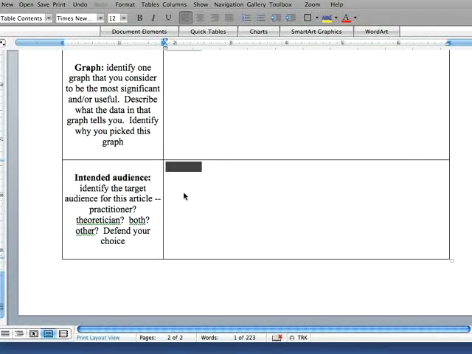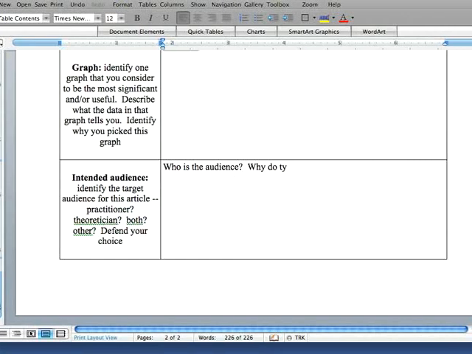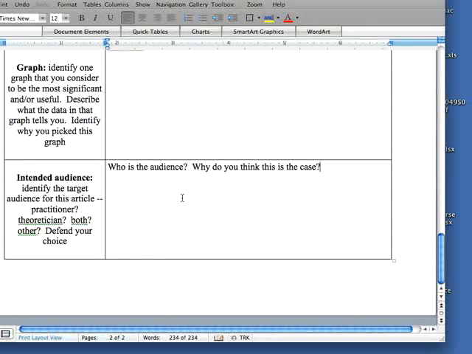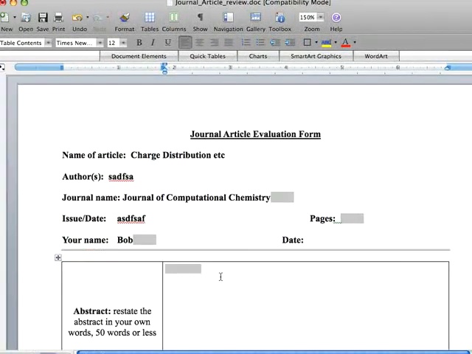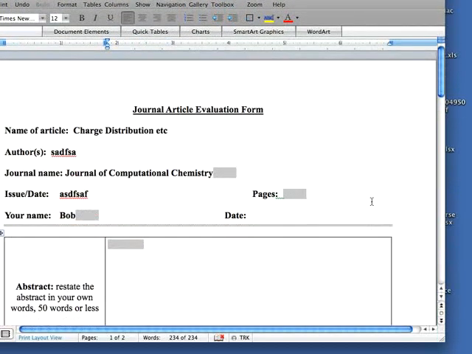So basically you're saying, who is the audience, and then why do you think this is the case? Once you've done this journal evaluation tool, you would save it, upload it, and send it to me, and I'll take a look at it.